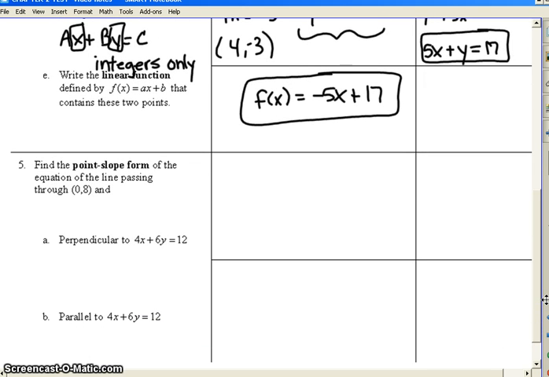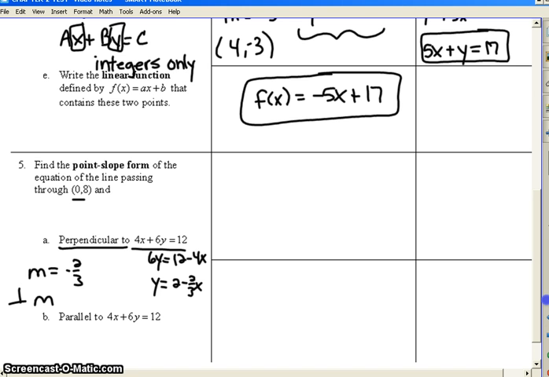Okay, find the point-slope form of the equation of the line passing through 0, 8 and perpendicular to 4x plus 6y equals 12. I'm going to solve this for y first so I can figure out what the slope is. 6y equals 12 minus 4x. Divide by 6. We get 2 minus 2/3 x. The slope here is -2/3. And I need a slope that's perpendicular to that. So the slope that's perpendicular is equal to +3/2.